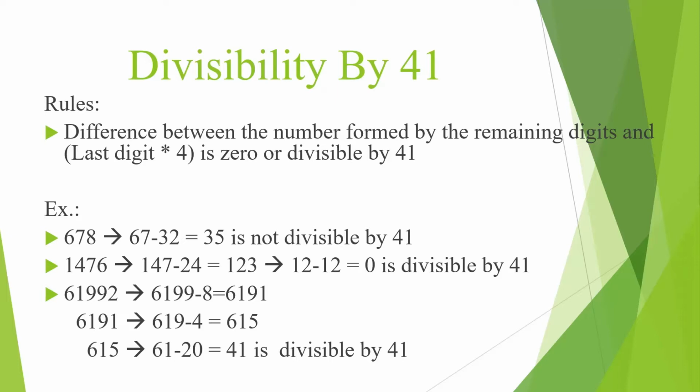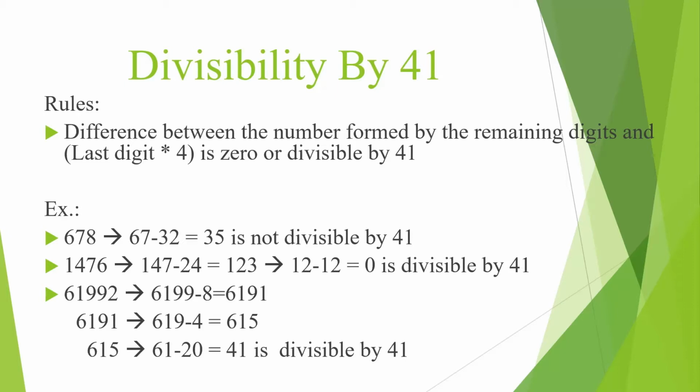Let us reduce it further. 615, ignore the last digit, we will get 61. Last digit into 4, that is nothing but 5 into 4 equal to 20. When we find the difference between both, we will get 41. 41 is divisible by 41. So the number 61,992 is also divisible by 41.